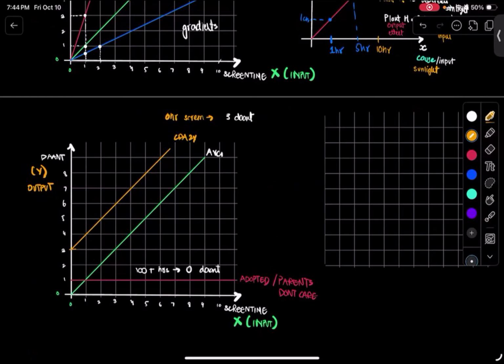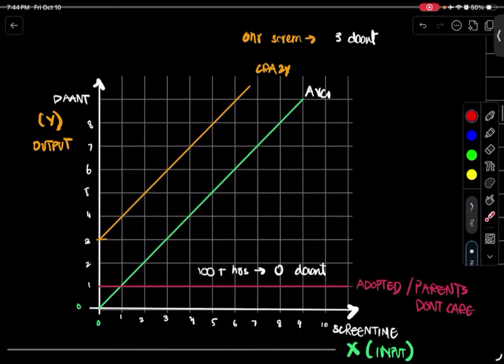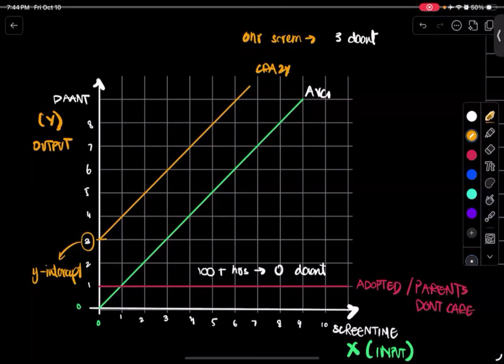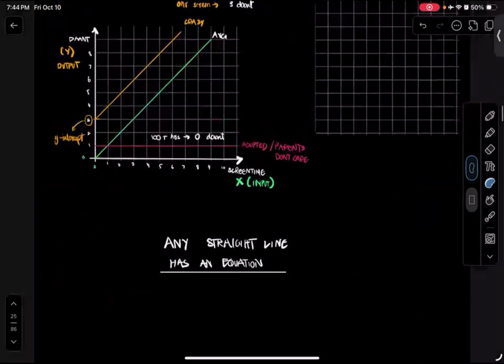There's a word for that as well. You see that this line has been shifted upwards, or it's crossing at a certain point. It's cutting the y-axis at a certain point, and this is what we call the y-intercept. So we need to be able to play around with the graphs, and we need to know what to call what. So we're going to do that in just a bit.